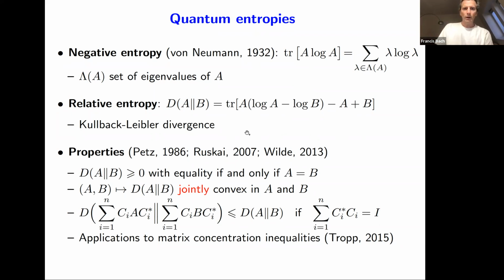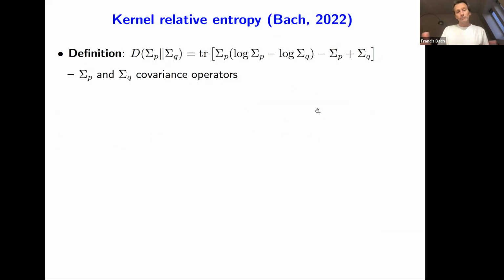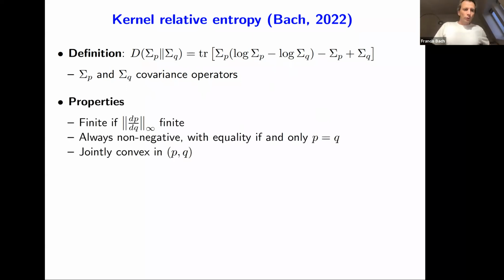All right, so now let's define what I mean by the kernel entropy. You're going to apply that relative entropy to the covariance operator. So you give me P and Q, compute sigma P and sigma Q, and compute the von Neumann relative entropy. And boom, you get what I call the kernel relative entropy. So a few properties.